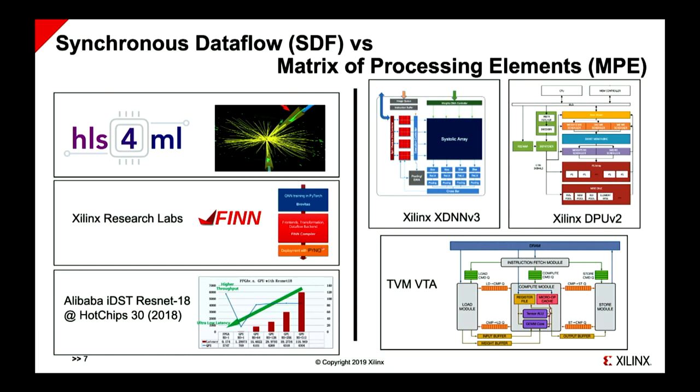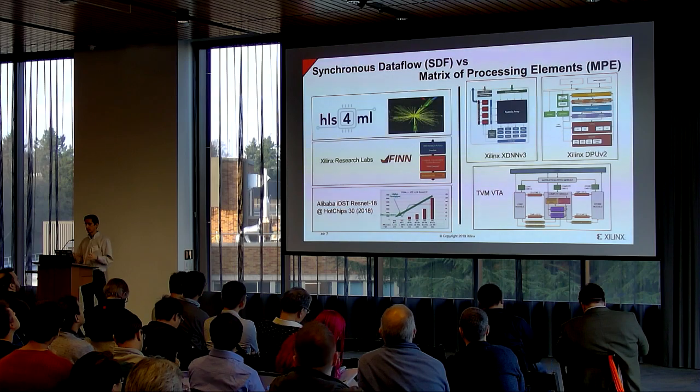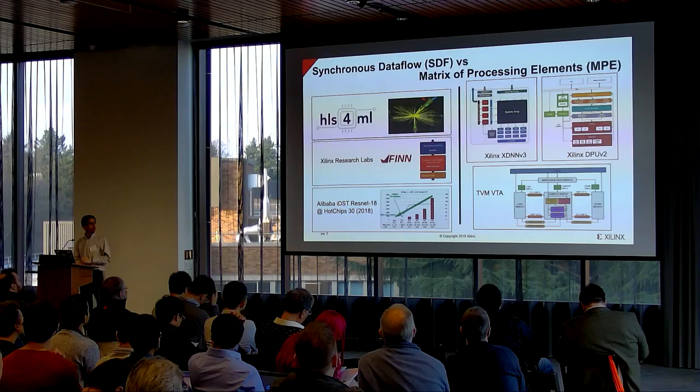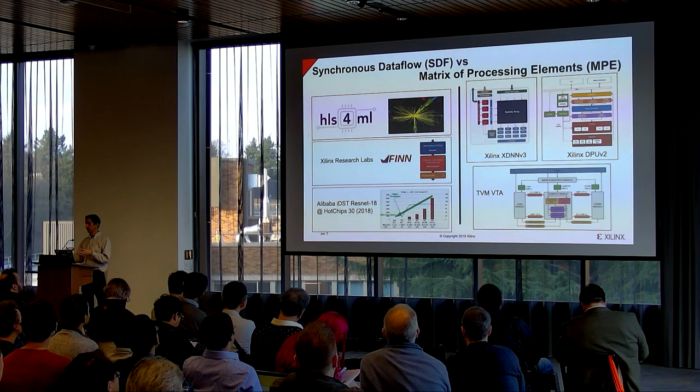There are some other projects. The FINN project from Xilinx Research Labs is more for very low bit width. In that case also, it's really designed to instantiate a specific network, but to do it very efficiently. Recently, Alibaba also presented some work at Hot Chips 30 last year, also on Xilinx FPGAs, a dedicated ResNet-18 accelerator. So that's one style of approach, the unrolled loop style, I would call that.